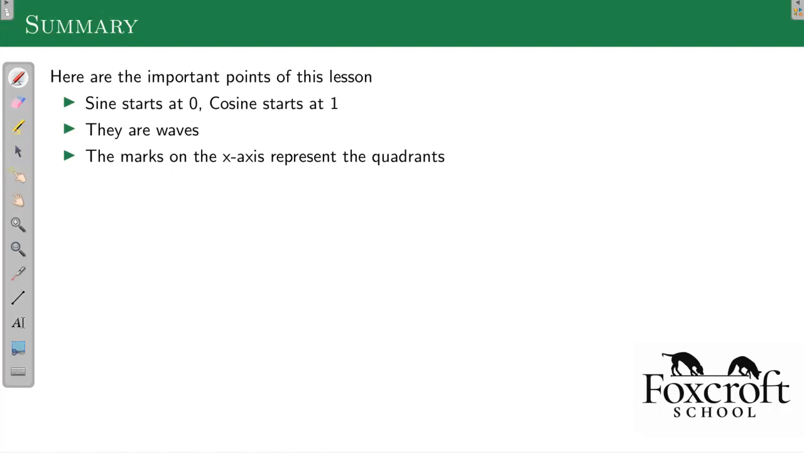All right, but they're just these waves that go up and down. All right, and the marks on the x-axis represent the quadrants to help me differentiate what's happening in each quadrant of sine and cosine. But for this lesson, I just want you to know the basic graphs of sine and cosine.